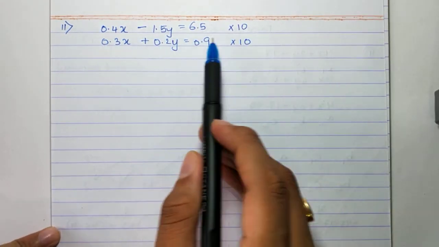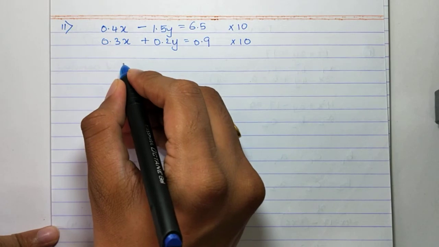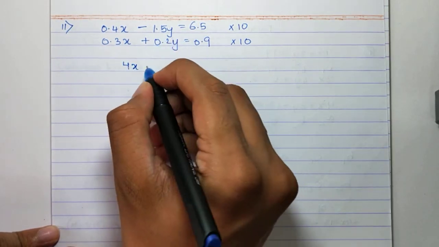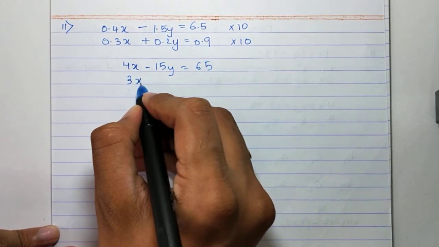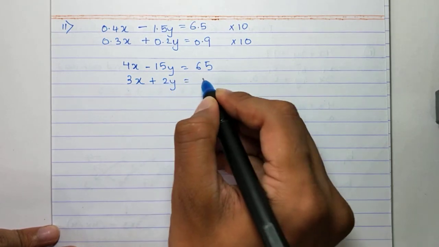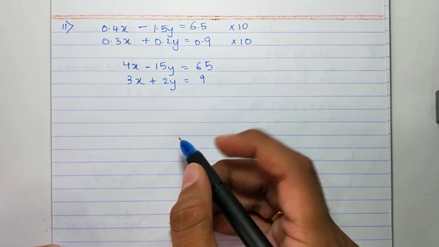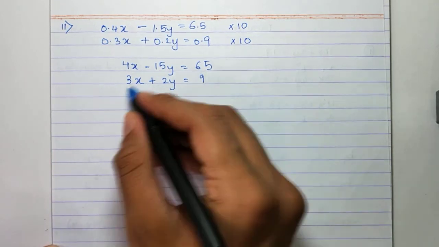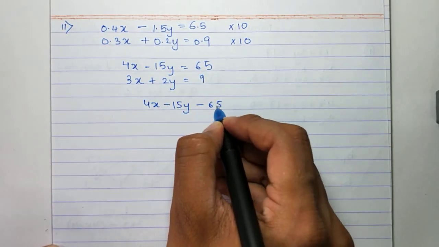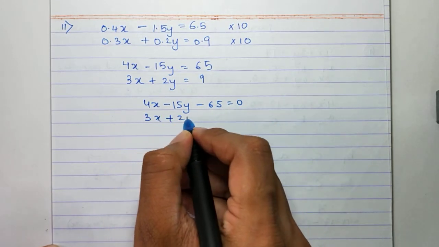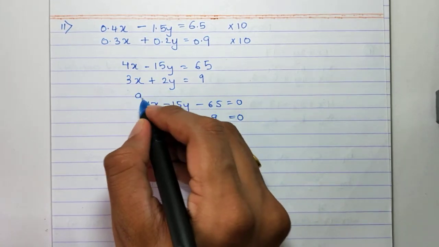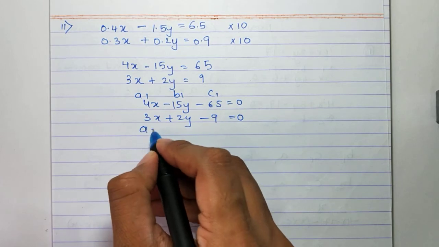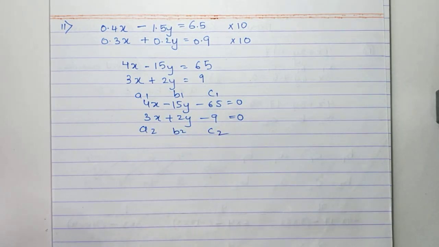Once I multiply this with 10, what will happen? The 0.4 will become 4x, 1.5 will become 15y, 6.5 will become 65, and this will become 3x plus 2y equals 9. Now, if I shift them to the left hand side to bring them in the standard form, this is minus 65, and 3x plus 2y minus 9 equals 0. Now this is a normal sum where this is your a1, b1, c1 and this is a2, b2 and c2, correct? Just write them in the standard form and solve the sum.